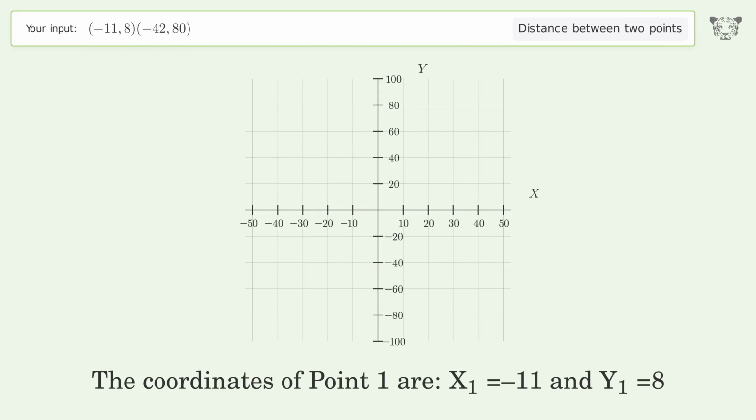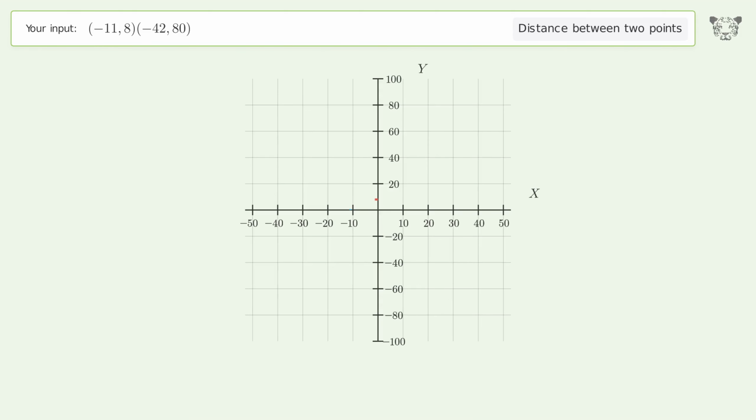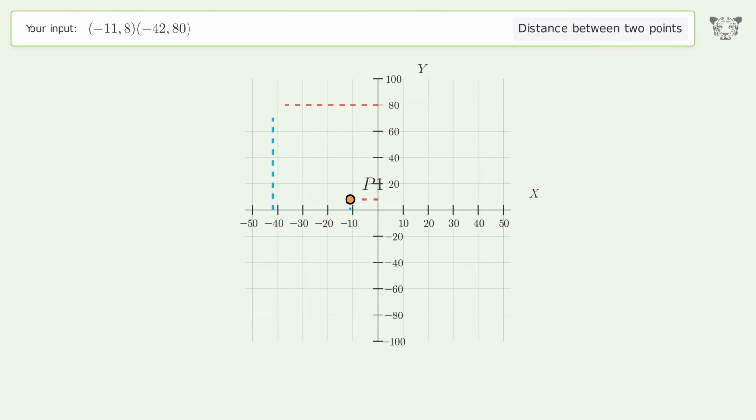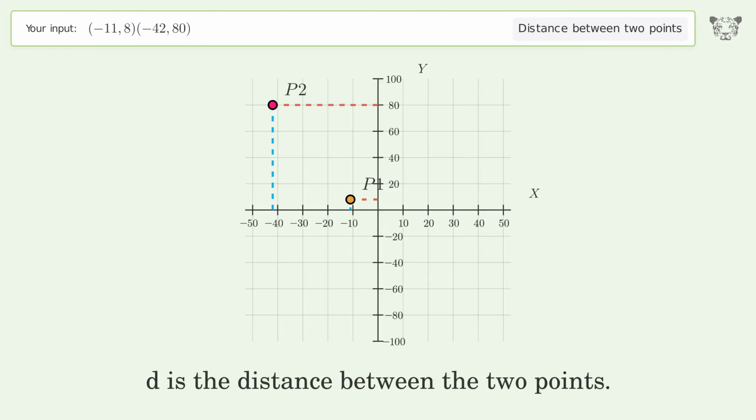The coordinates of point 1 are x1 equals -11 and y1 equals 8. The coordinates of point 2 are x2 equals -42 and y2 equals 80. D is the distance between the 2 points.